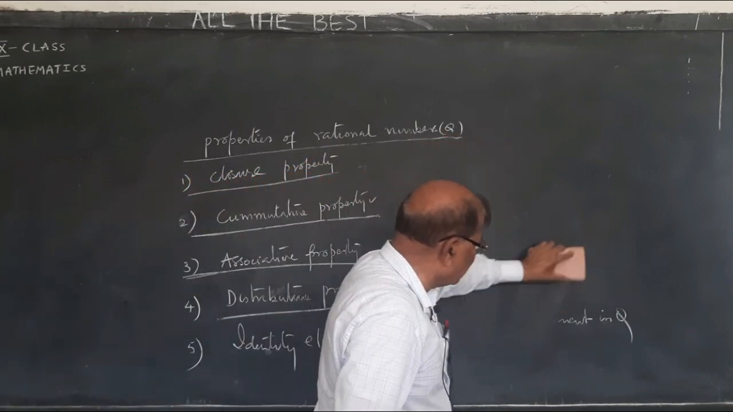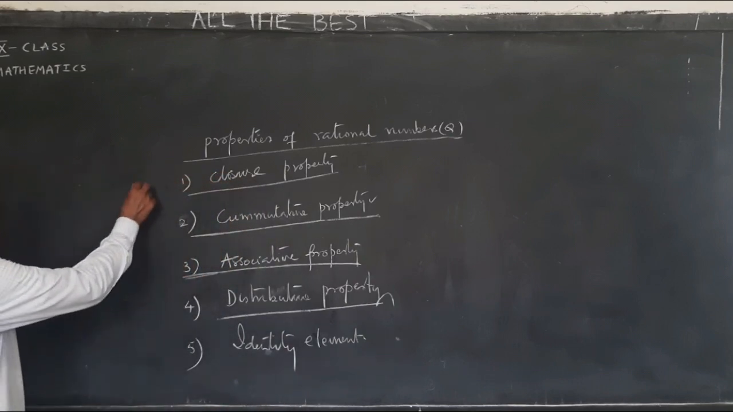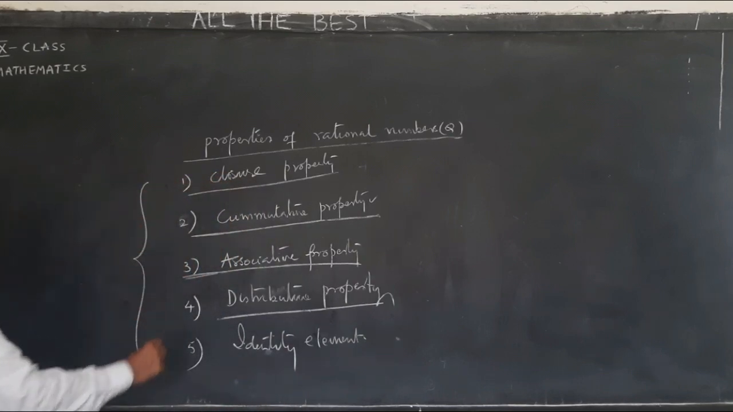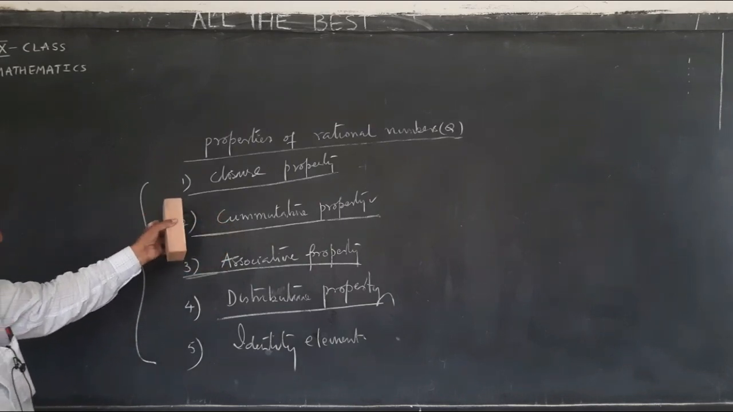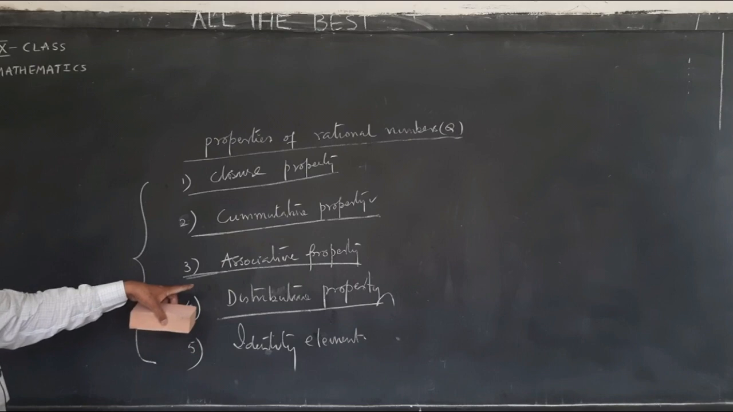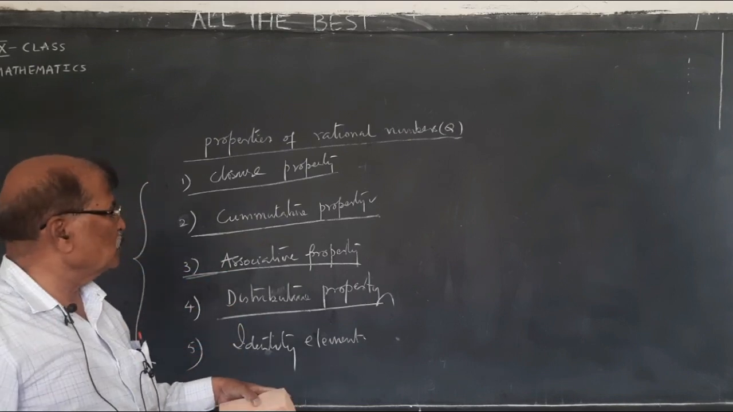So these are the properties of rational numbers. These five are fundamental properties of the number system. The use of these occurs when we take certain proofs in future courses. Thank you.